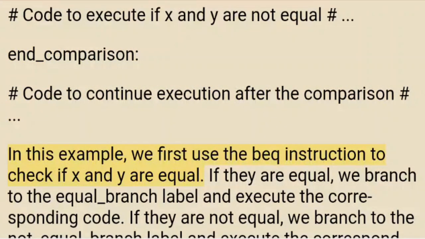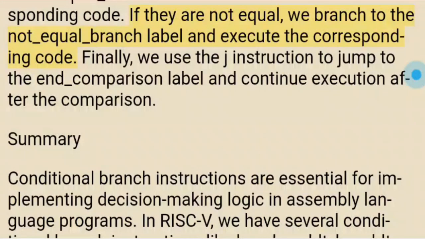In this example, we first use the BEQ instruction to check if x and y are equal. If they are equal, we branch to the equal_branch label and execute the corresponding code. If they are not equal, we branch to the not_equal_branch label and execute the corresponding code. Finally, we use the J instruction to jump to the end_comparison label and continue execution after the comparison.